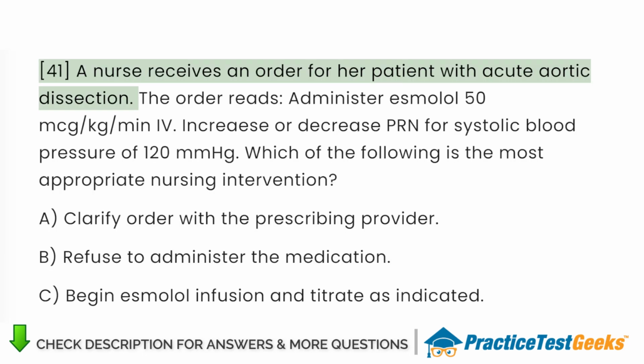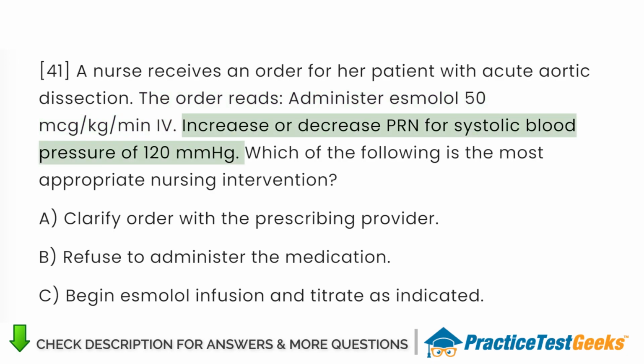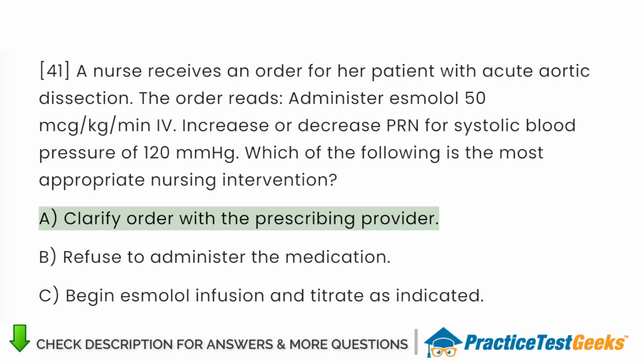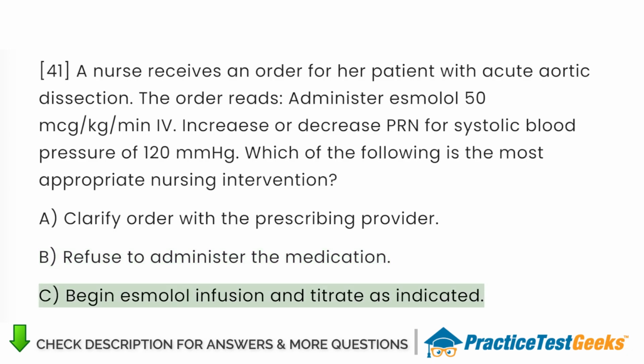A nurse receives an order for her patient with acute aortic dissection. The order reads, administer esmolol 50 micrograms/kg/min. Increase or decrease PRN for systolic blood pressure of 120 millimeters of mercury. Which of the following is the most appropriate nursing intervention? A. Clarify order with the prescribing provider. B. Refuse to administer the medication. C. Begin esmolol infusion and titrate as indicated.